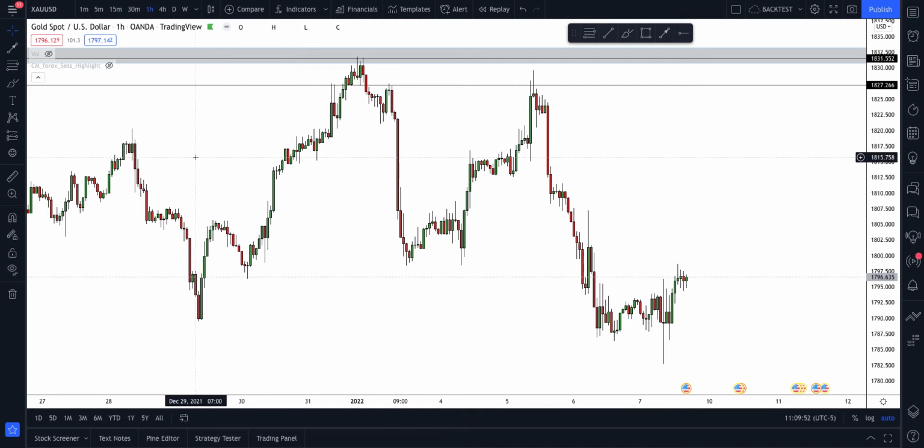I will continue part two of How I Backtest series. We'll be backtesting from December 29, 2021 up until January 6, 2022.